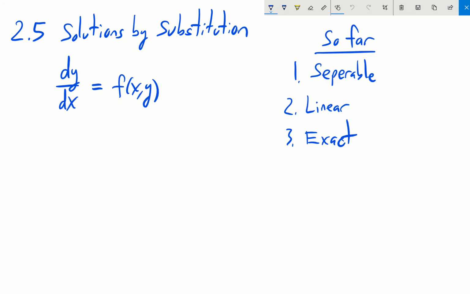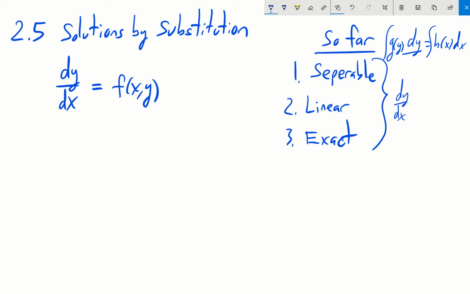The next section we're going to look at is section 2.5, which is solutions via substitution. So far, we know how to solve several different types of ordinary differential equations. We talked about those that are separable, where you can get the dy and the dx terms on opposite sides, so you can make it look like dy with some function of y equal to h of x times dx, and then we can solve those by integrating both sides. We also talked about how to solve linear first order DEs.